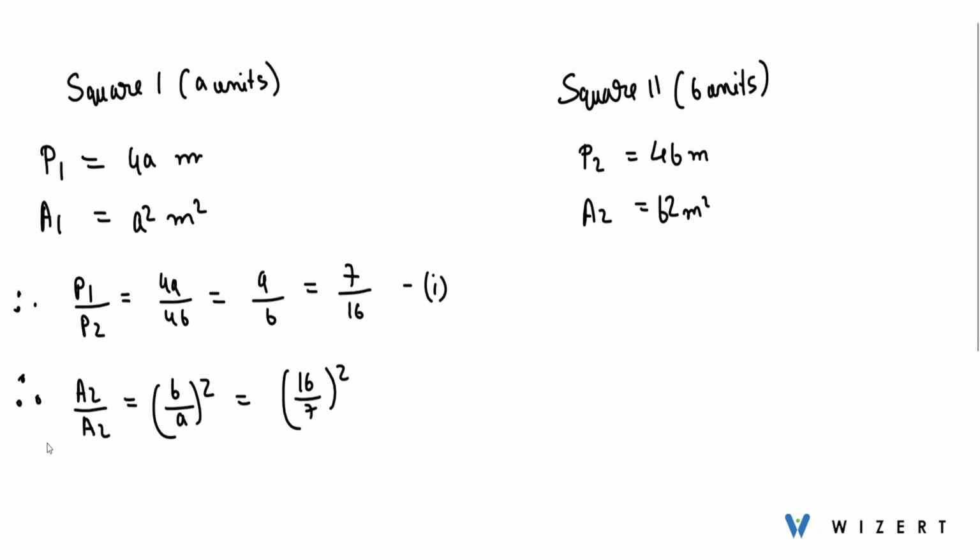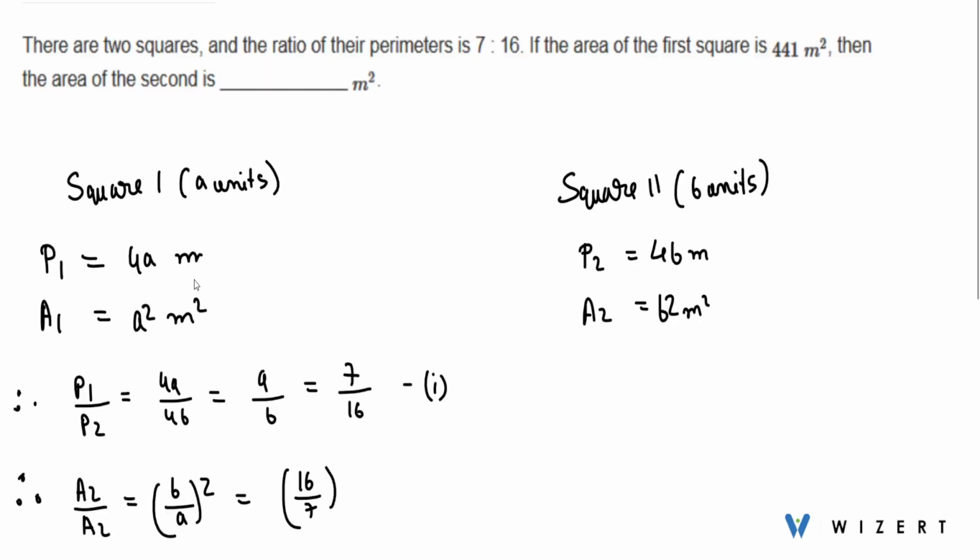Over here I made a small mistake. Wait a minute. Okay, it should be a2 upon a1, right? It should be a2 upon a1, which is b square upon a square, that is b upon a whole square, which is nothing but 16 upon 7 whole square.